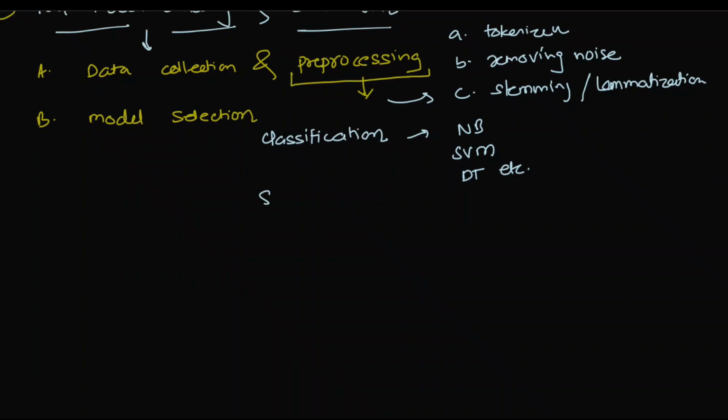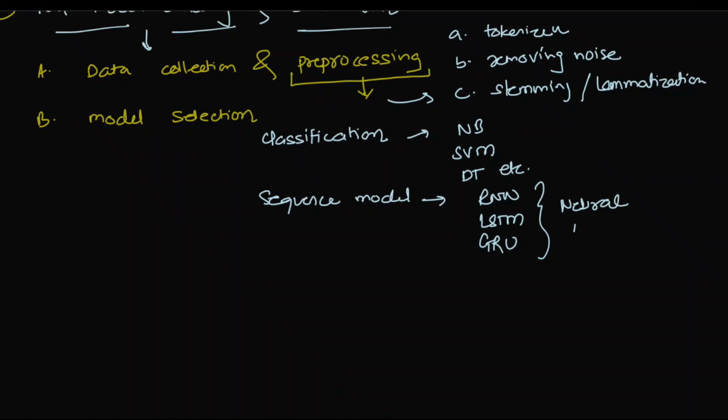If it is a sequence type of model, for example, RNN or LSTM or GRUs, these are the kind of networks we are using. By the way, these are neural network models, deep learning type of models. These models are very helpful where sequence is associated. For example, translation, where sequence is very important. So in this case, this sequence model we are using.